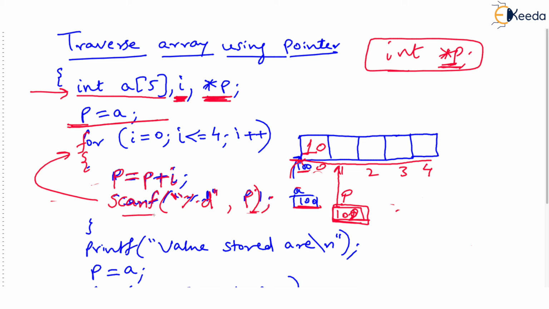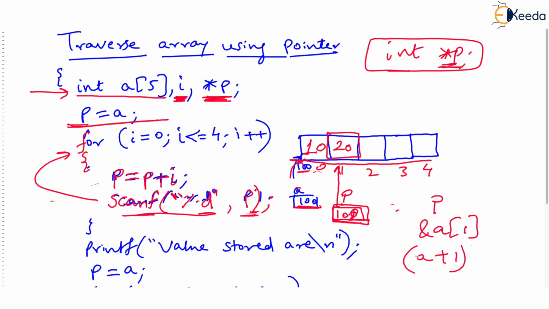You are entering some value through the keyboard, but where should that value get stored? It should get stored at the address given by p. What is p? Come on, p is 102. That's the address of this location. So this location should store the value entered. Indeed, p over here is the same as, now p is 102, so it's the same as address of A1 and it's the same as a plus 1.